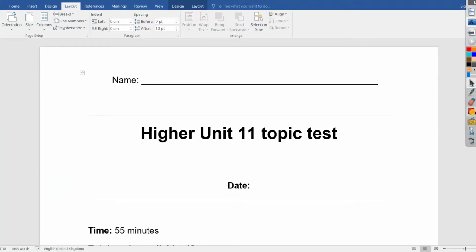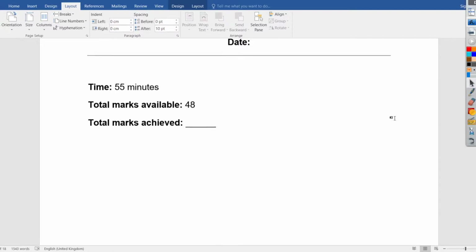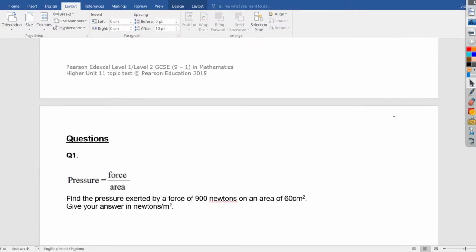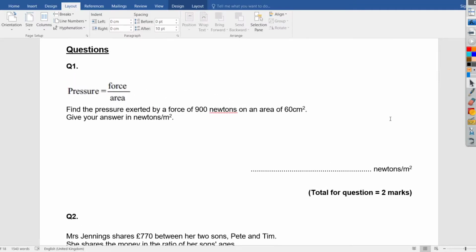This is Higher Unit 11, which is dealing with reasoning. So let's scroll down and have a look at what type of questions come up on this unit. I'll give you a few minutes as I'm going through it. If you need to pause the video and have a go yourself, then play the video and see if you get something similar to myself.